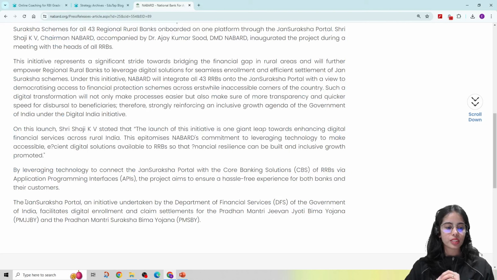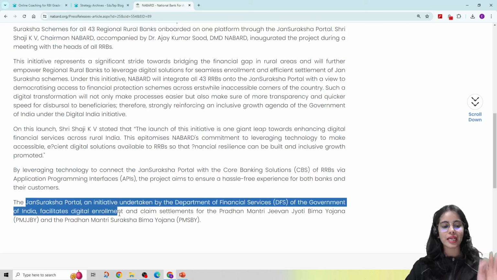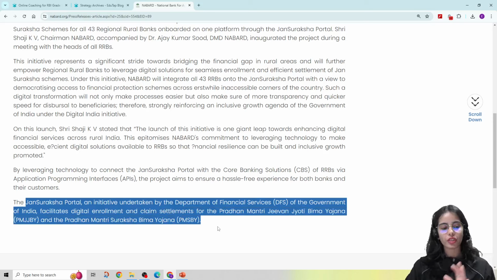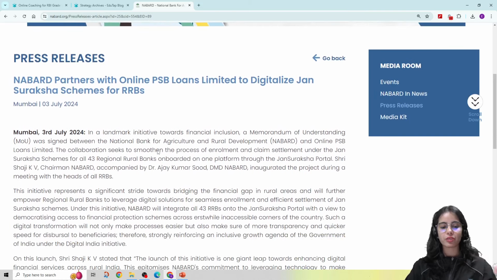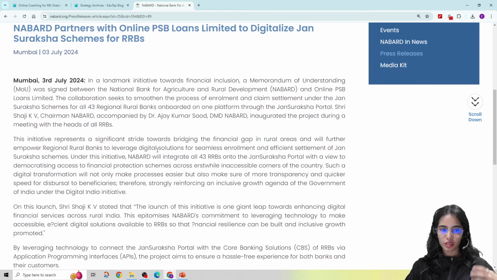Now this Jan Suraksha portal, I hope you have understood, is an initiative undertaken by the Department of Financial Services of the Government of India, and the portal facilitates digital enrollment and claim settlement for the two government social security insurance schemes. So this is the whole press release of NABARD, in which NABARD has detailed the information regarding the MOU between NABARD and Online PSB Loans Limited.